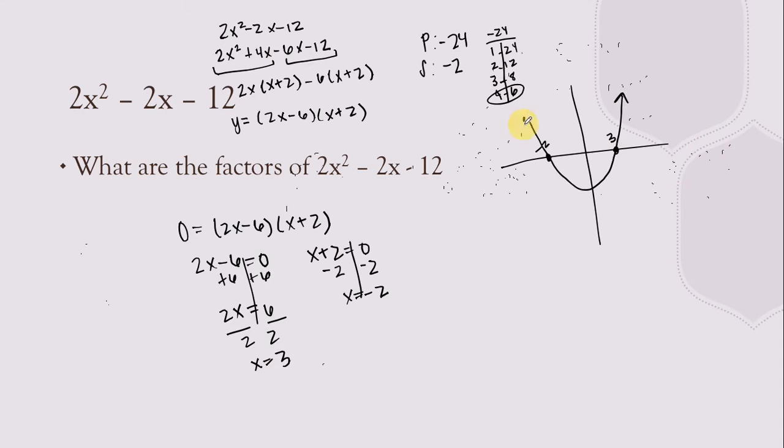How do I know it's upward-facing? Anyone remember from last class? How do I know this is an upward-facing parabola? Because my a value is positive.